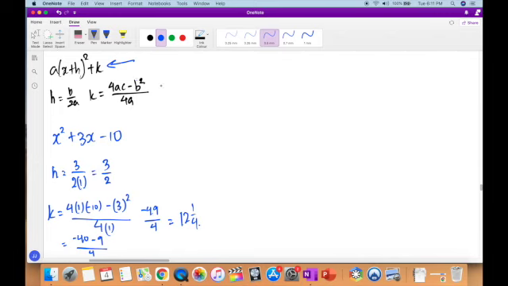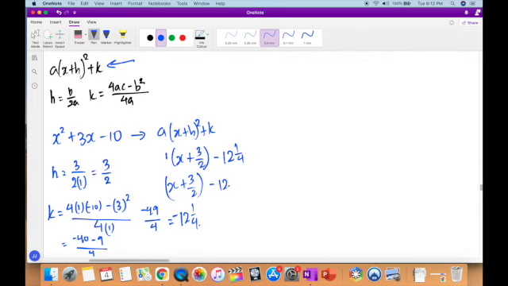So we can see here that now we have this of the form a into x plus h squared plus k. If I'm making any mistakes, please let me know. I don't think I made any mistakes so far. So I have a, which is 1, into x plus h, which is 3 on 2, plus k, which is negative 12 and a quarter. So in the form of completing the square, this is x plus 3 on 2, squared, minus 12 and a quarter.